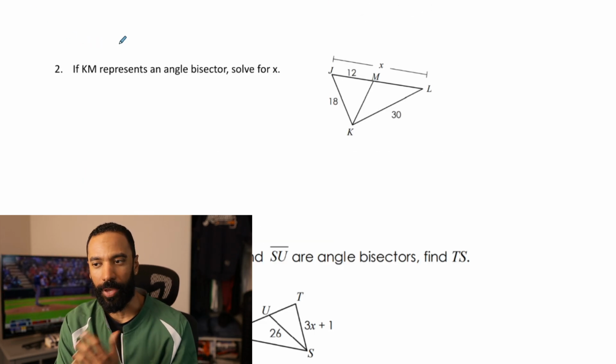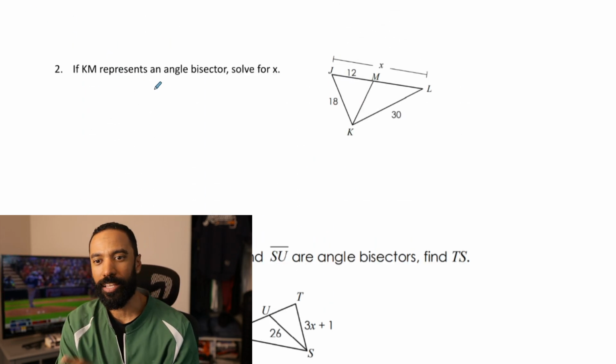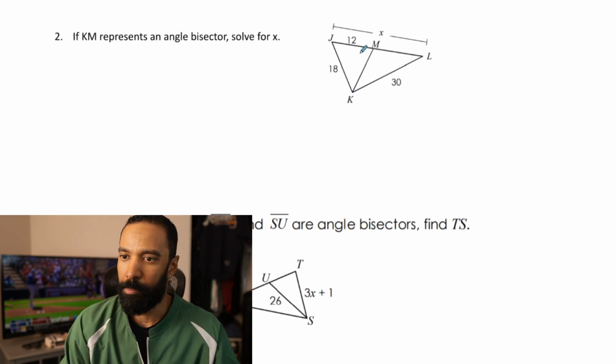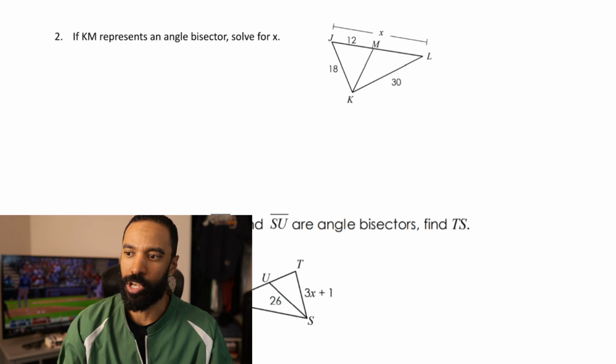Okay, this is the last page. I don't know how far we're going to go. And the last page, kind of the last two problems. If KM represents an angle bisector, solve for x.